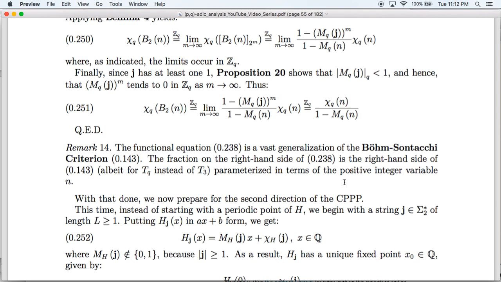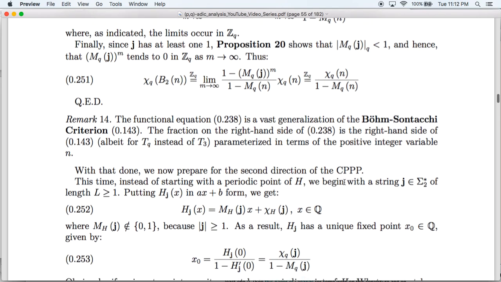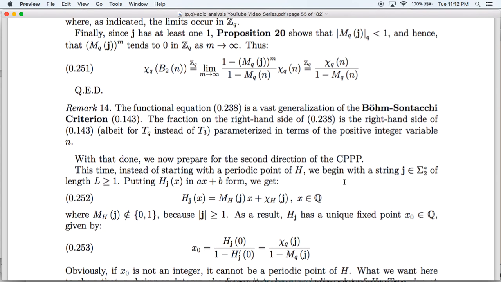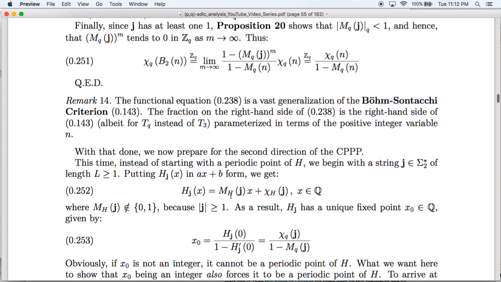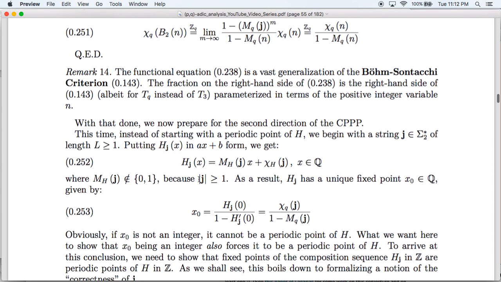This time, instead of starting with a periodic point, we're going to begin with a string bold j of length greater than or equal to 1. And we're going to assume that it has at least one 1 in it. Putting H_bold j in ax plus b form, we have this, where, and again, the H should be H_q, but whatever. Because bold j has length greater than or equal to 1, H_bold j is an affine linear map whose slope is not 0 or 1. So it's going to have a unique rational fixed point, which is given by this.